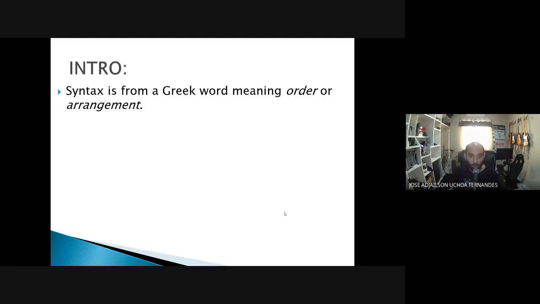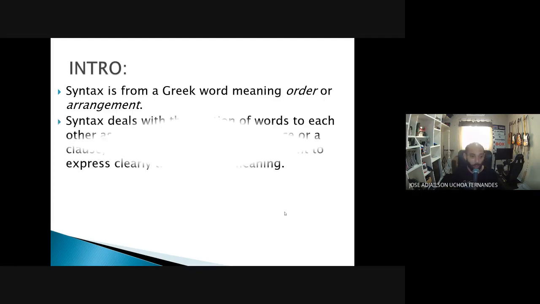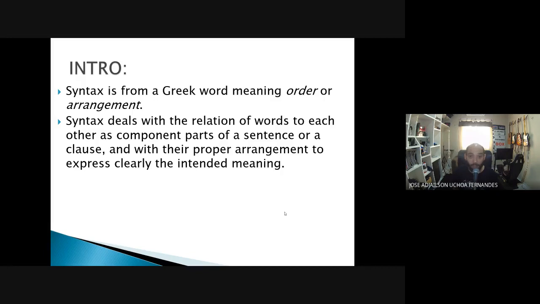So languages have a natural order, and syntax deals with the order things happen in a language, the order of the word arrangements. Basically, syntax comes from Greek. It means order, arrangement, of course, of the words. Now, syntax deals with the relation of words to each other as component parts of a sentence or a clause, and with their proper arrangement to express clearly the intended meaning.